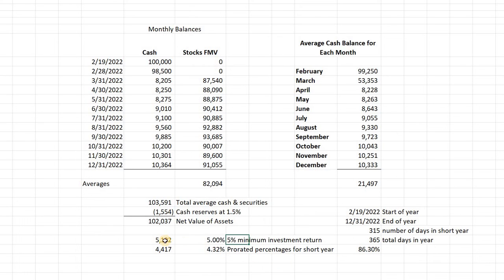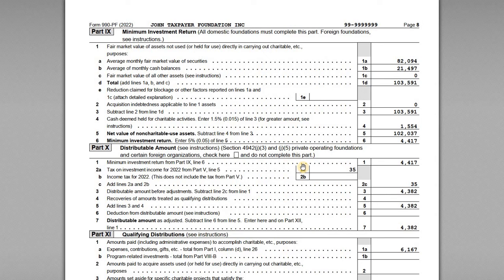So if we actually use the 5% number, the minimum investment return before we subtracted out those taxes would be $5,102. But because we had a short year, we can use the reduced prorated percentage of 4.32%, which gives us 4417. So that's why for the first year, you'll want to use the reduced prorated percentage, not the full 5%.